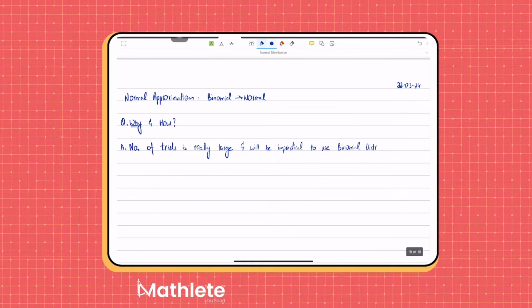Like for example, if the question says a flight is delayed and you're given the probability, and we're talking about 15 days, the number of trials is 15, and the question says find the probability that the flight is late at least 12 days. So we take 12, 13, 14, 15. Just 4 calculations and then we add them up, or if the question is asking less than, we subtract from 1. So we don't have a lot of calculations. I mean, we do have a lot of calculations in isolation, but not as many as when the trials are significantly large, like we're going to see over here. So it's impractical to use binomial distribution.